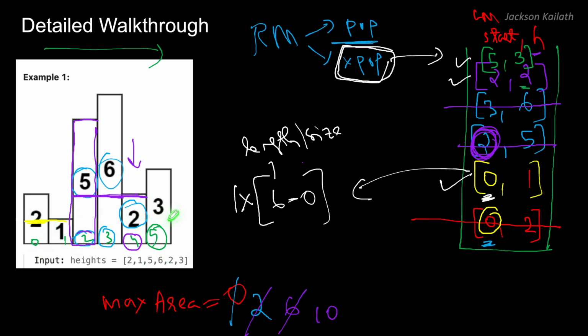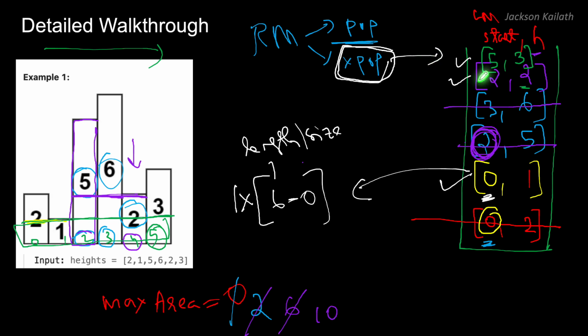This by extending it till here and here. And again, remember, not popping means this bar can be extended till the end, like this. So this area is 1 into 6, which is equal to 6. But 6 is not greater than 10, so we don't update max area.